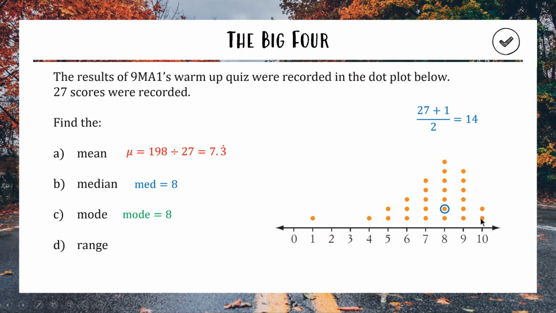So our highest score is a 10, our lowest score is a 1. So we've got a range of 9, easy peasy.